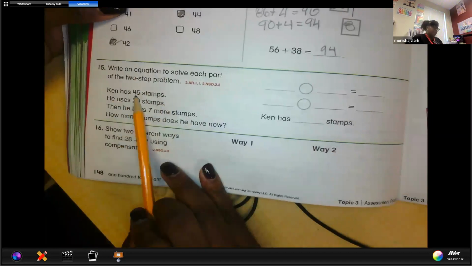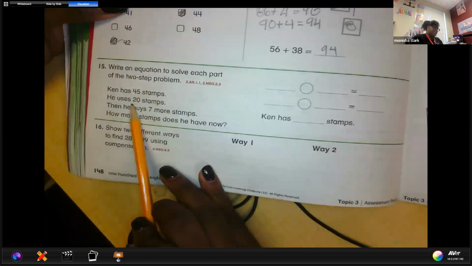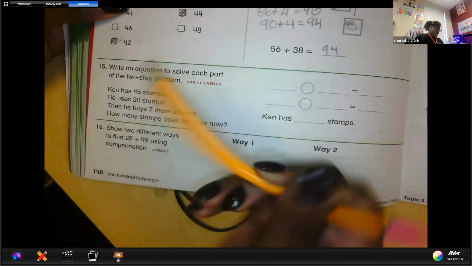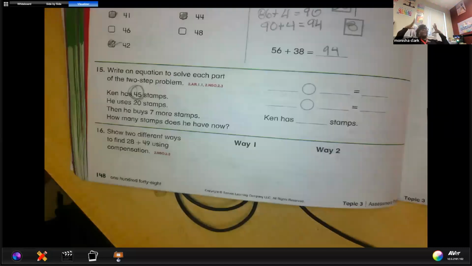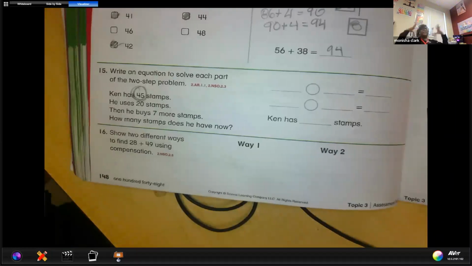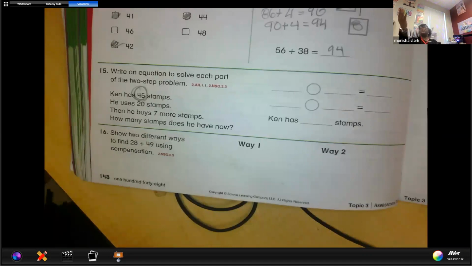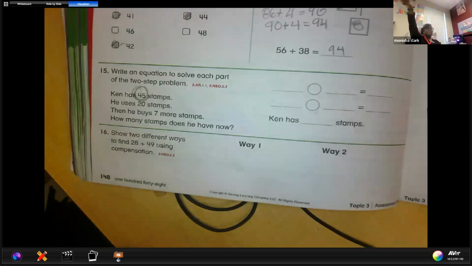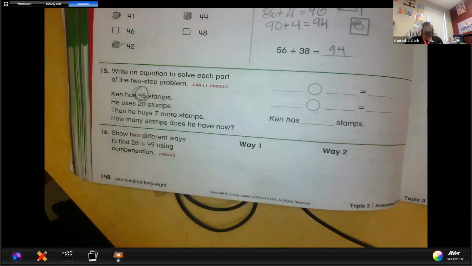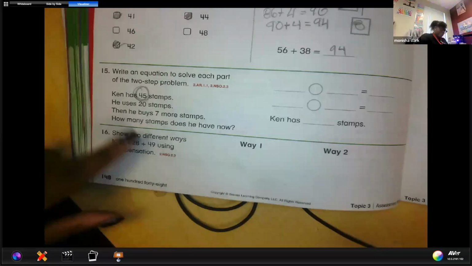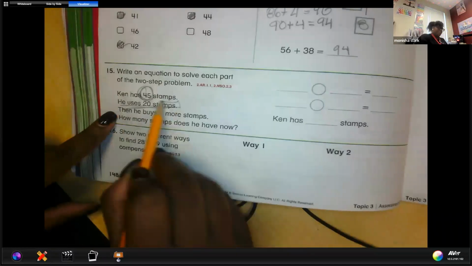Ken has 45 stamps. He uses 20 stamps. So, now let's think about this. Ken has 45 stamps. If he uses 20, okay, sweetie, look alive. What's your sister? Okay, all right. If he uses 20 of those stamps, are we going to add or subtract? Subtract. Very good.